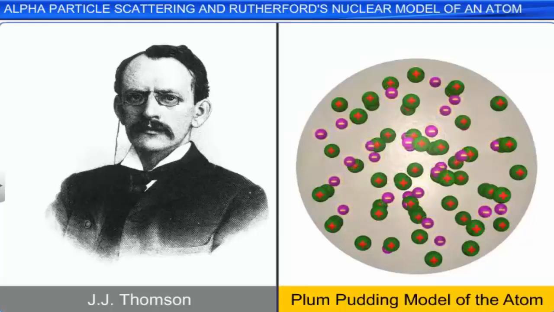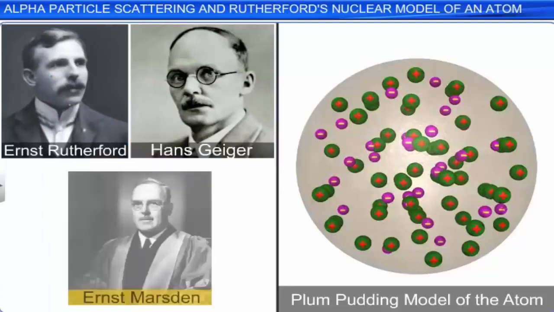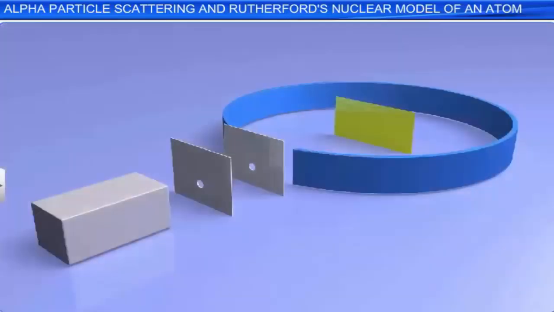But subsequently, an experiment proposed by Ernest Rutherford and carried out by his students Hans Geiger and Ernest Marsden to understand the structure of the atom proved that the plum pudding model of the atom was not in agreement with the results of the experiment. Rutherford proposed that the scattering of alpha particles from atoms of an element would be helpful in understanding the structure of the atom. Let us now study and understand Rutherford's alpha particle scattering experiment, which led to Rutherford's nuclear model of the atom.